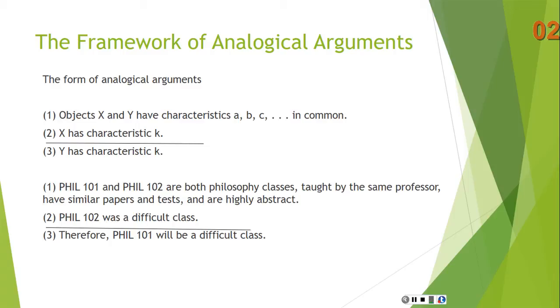So say you already took it and you had trouble with the class, and you got a grade you didn't expect because you wanted a higher grade and you didn't think it would be so difficult. Well, given the similarities between Phil 101 and Phil 102, you judge that Phil 101 will be a difficult class. That's an analogical argument. You're comparing two things. You're recognizing that they have certain characteristics in common, recognizing that one of the things has a further characteristic, and concluding that the other thing will have that same characteristic.